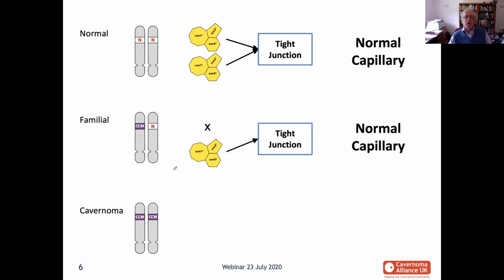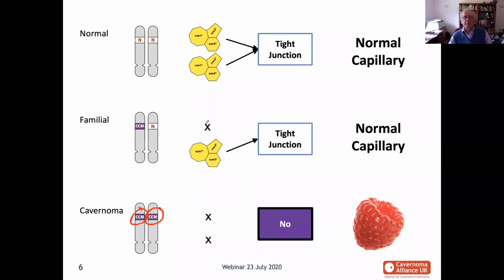In order to get a Cavernoma, both the genes on the 2 chromosomes, one from your mother and one from your father, have to be the abnormal form. And in that circumstance, neither of them produces the complex, you don't get a tight junction, and so you get a Cavernoma. So the question is, how do you go from having this down to here, or having this down to here? I'm not too good at this pen. Because unless something happens, you won't get a Cavernoma.